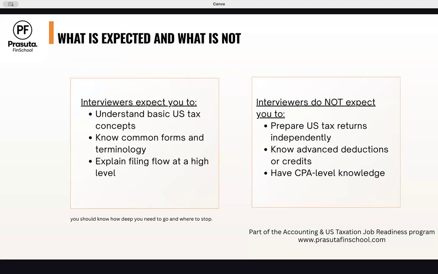This draws a line between what you should be prepared for and what you should avoid over-preparing for. Interviews expect you to understand very basic concepts of US taxation. You should know common forms and terminologies. You should be able to explain how to file US taxation at a very high level. What an interviewer does not expect is that you have already prepared US tax returns independently, that you know advanced deductions or credits used during filing, or that you have CPA level knowledge in order to apply for this role. Nothing is required.